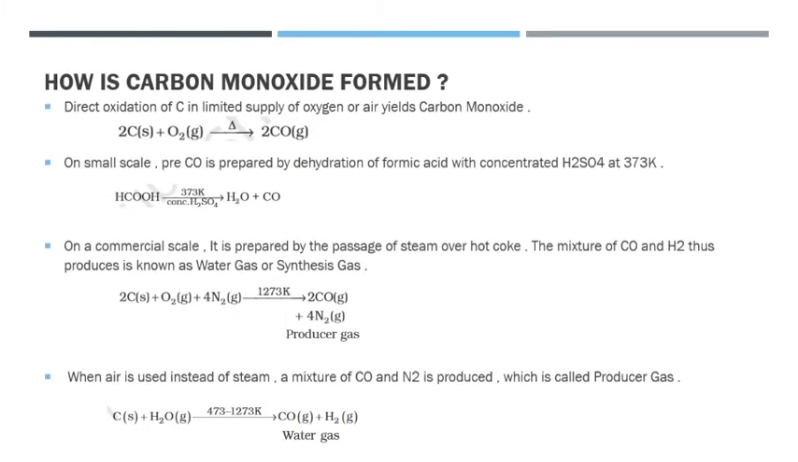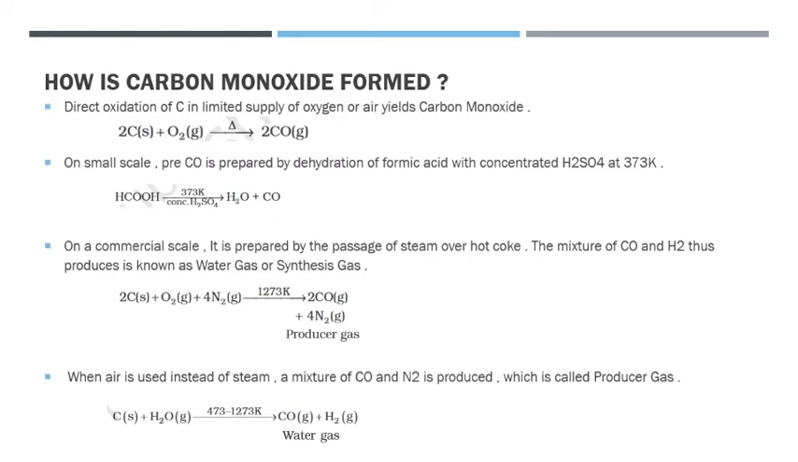So, how is carbon monoxide formed? Carbon monoxide is formed by direct oxidation of carbon in a limited supply of oxygen. On a small scale, carbon monoxide is prepared by dehydration of formic acid with concentrated sulfuric acid at 373 Kelvin, which is 100 degrees Celsius.